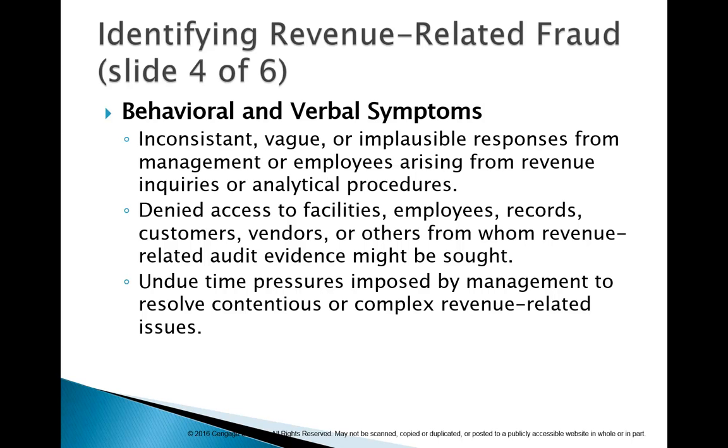So the behavioral and verbal symptoms are pretty much the same no matter what type of fraud we're talking about. Anytime management gives you inconsistent, vague, or implausible responses to your inquiries about any of these symptoms, then that's going to be a red flag. So if you come to the company and say, hey, I know that you have fewer stores than you had the prior year, right? You're selling fewer products. I would expect revenue to go down, but you show revenues up. So you have the number of stores decreased 10%, but revenue's up 30%. So what's causing that difference?